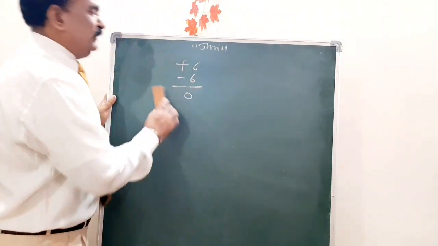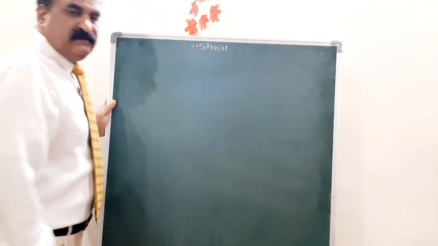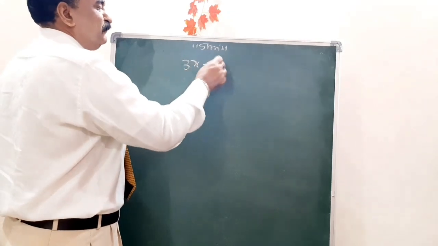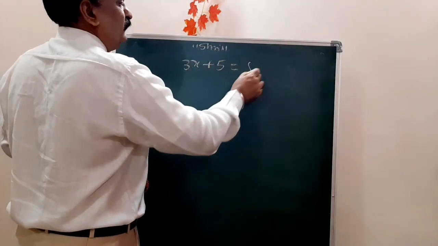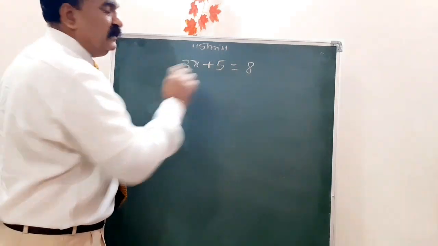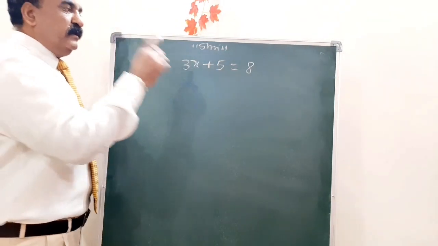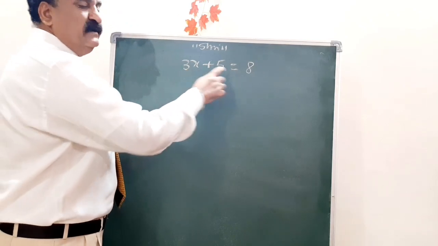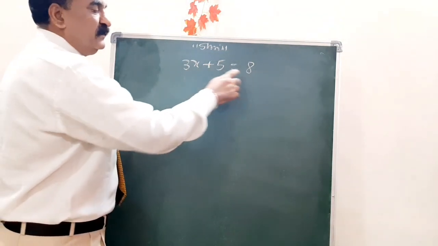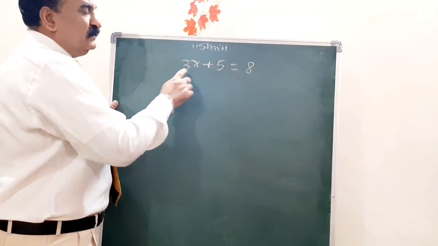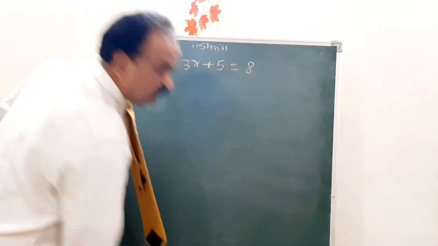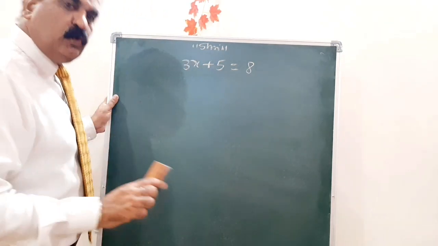Now what is the linear equation, and why is it called a linear equation? I am writing 3x plus 5 is equal to 8. This is the linear equation in one variable. Why is it called a linear equation? Because if you plot a graph, then you will get a straight line. Line means linear equation. If you plot a graph of this, you will get a straight line. Now we have to study the linear equation in two variables.